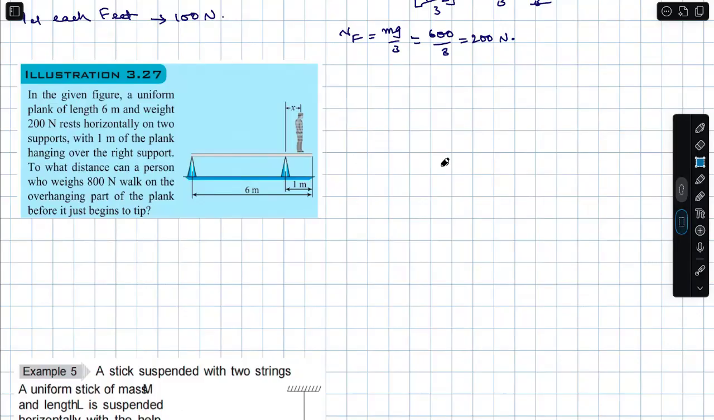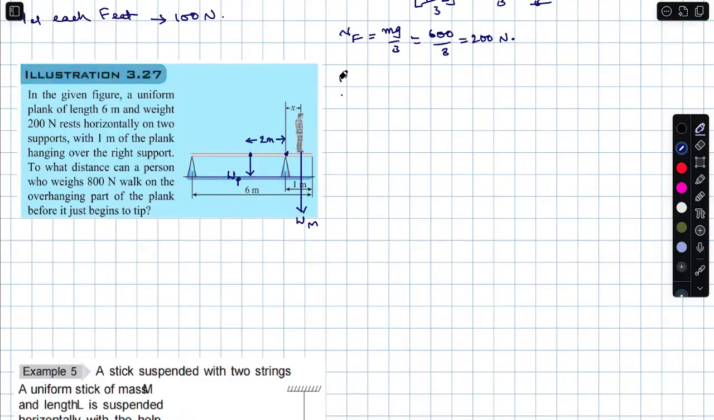Uniform plank of 6 meters and weight 200 Newtons. Clearly, total how much? 6 meters. So from here, at a distance of 2 meter, weight acts, and this is the weight of the plank, and this is the weight of the man. About this point, you want to find torques. I think that is what you want, right? Anything else?